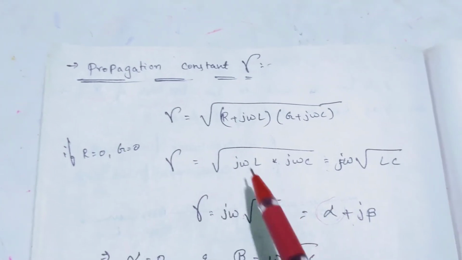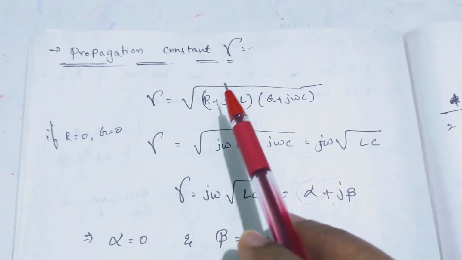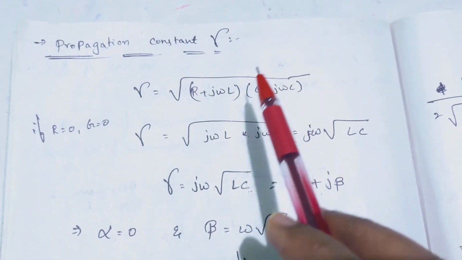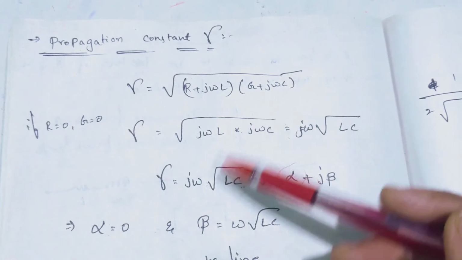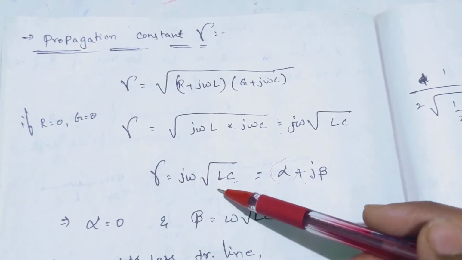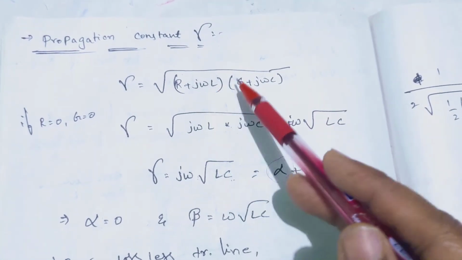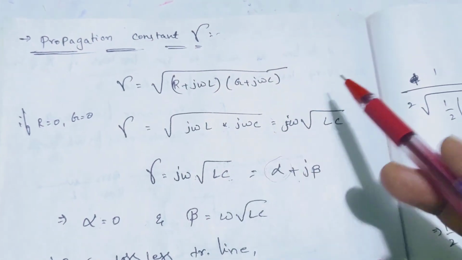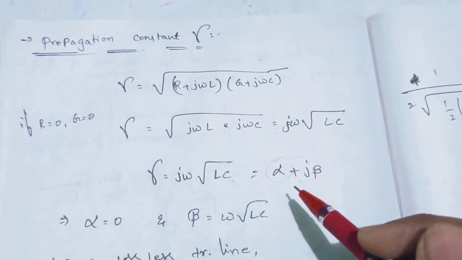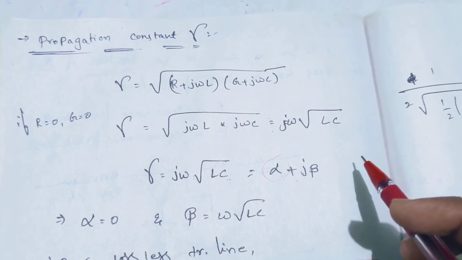The same thing follows for the propagation constant. When R equals 0 and G equals 0 are placed in the propagation constant, it will be in the form of j omega root LC. We simply replace these values and take out the rest of the elements. The propagation constant is nothing but the summation of the attenuation constant and the phase constant.